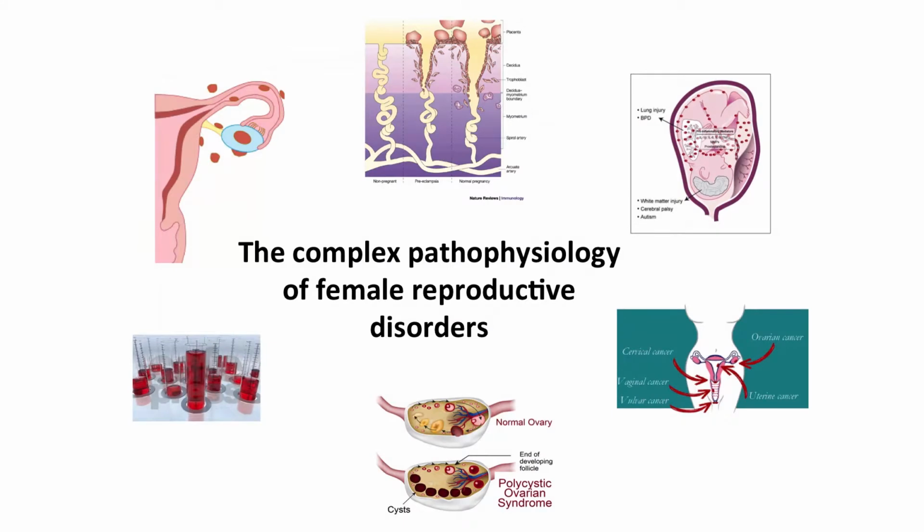Female reproductive disorders account for about 40% of human infertility cases, and we need animal models to be able to investigate the complex pathophysiology of these disorders. Although many of the molecular aspects of these disorders are unknown, animal models have proven a very powerful tool in finding out new things about these disorders.